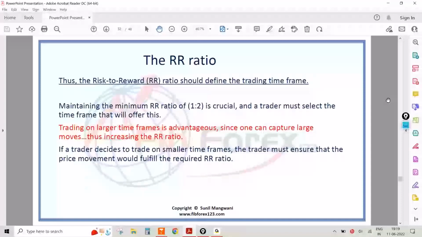So you want to be trading along with them. Obviously, trading on larger term time frames makes your systems more effective. If you decide to trade on smaller term time frames, and this I mentioned last time, even today scalping in Forex really does not work.